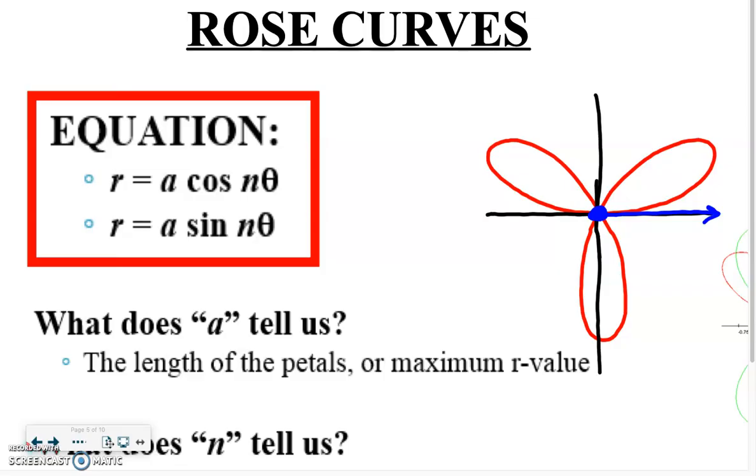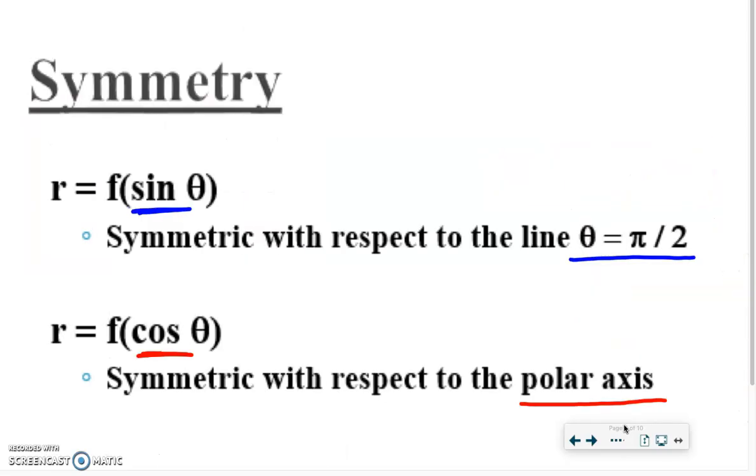Again, quite literally, we have a line drawn in, and if I fold it over that vertical line, points are going to map from the left side to the right side. So what this really is going to boil down to is, like I said, recognizing sine versus cosine. If this one is symmetric with respect to theta equals pi over 2, what do we have? Is that a sine or a cosine that we were just looking at?